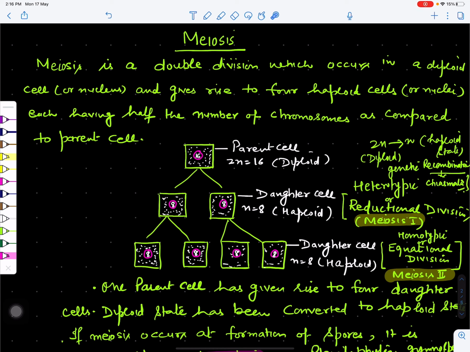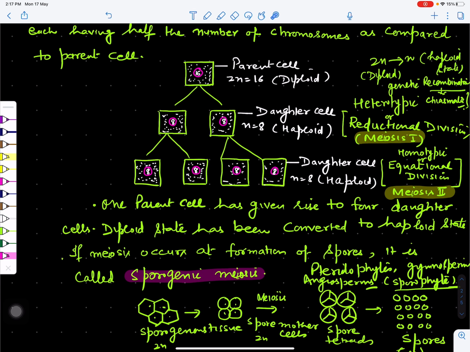Now these two daughter cells can further divide into 4 cells. Chromosome number will remain the same. So this daughter cell divides to form 2 daughter cells further. This will divide to form 2 daughter cells further. So one parent cell has given rise to 4 cells. Second division is also called meiosis 2, homotypic or equational division. Chromosome number remains the same. So one parent cell gives rise to 4 daughter cells. Diploid state has been converted to haploid state.